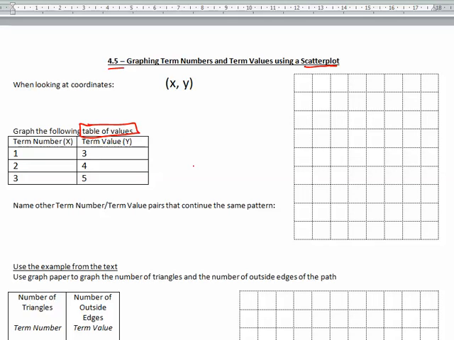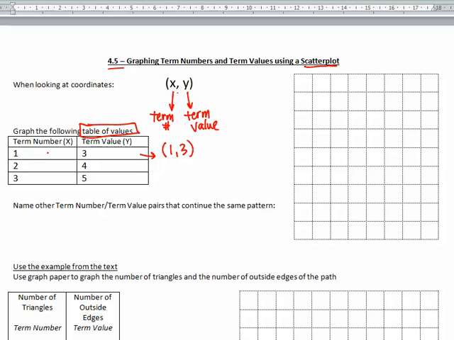The way we're going to do that is we're going to convert our term numbers to the x-coordinate. So our term numbers will become the x-coordinate, and our term value will be the y-coordinate. For example, term number 1, term value 3, becomes coordinate (1, 3), because the 1 is the x value, which is the term number, and the y is the term value.